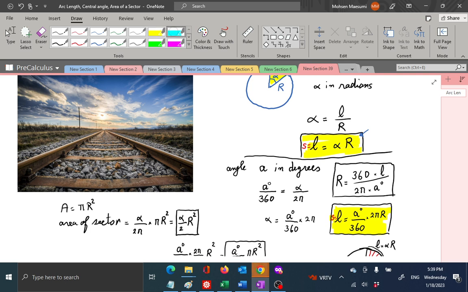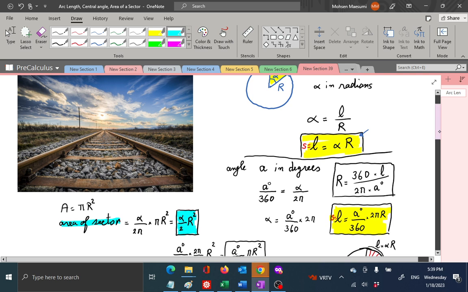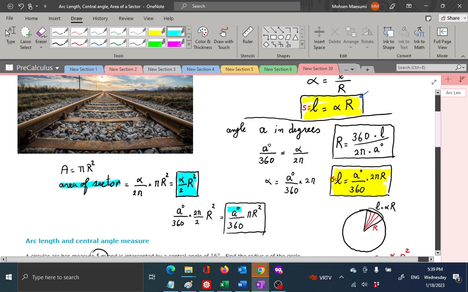Similarly, we had formulas for the area of the sector. So area of the sector is alpha over 2 times r squared, or if it is given in degrees, it's a fraction of the circle times the area of the circle.